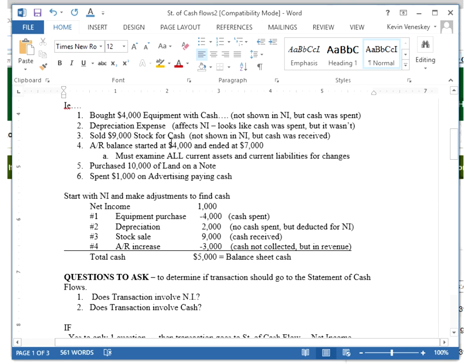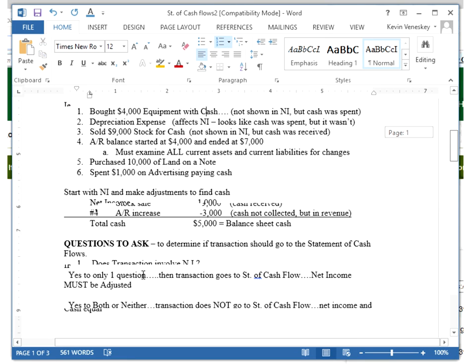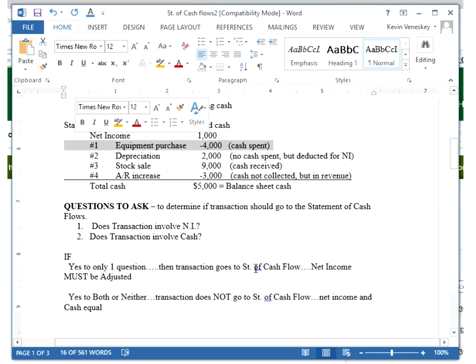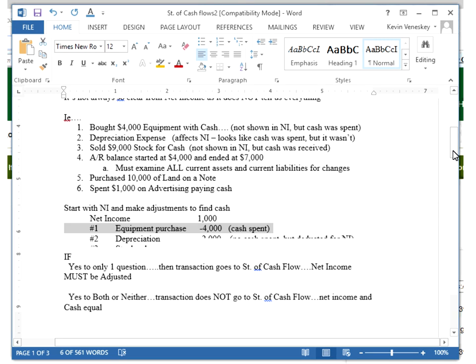So let's put it to the test with our little examples just above. Bought $4,000 equipment with cash. All right, first question. Did the transaction involve net income? No, remember we had an asset, buying equipment, paying with cash, which is another asset. Did not involve net income. Did it involve cash? And the answer is yes, it did. So if the answer is yes to only one item, then this would go on the statement of cash flows, just like how we put it here.